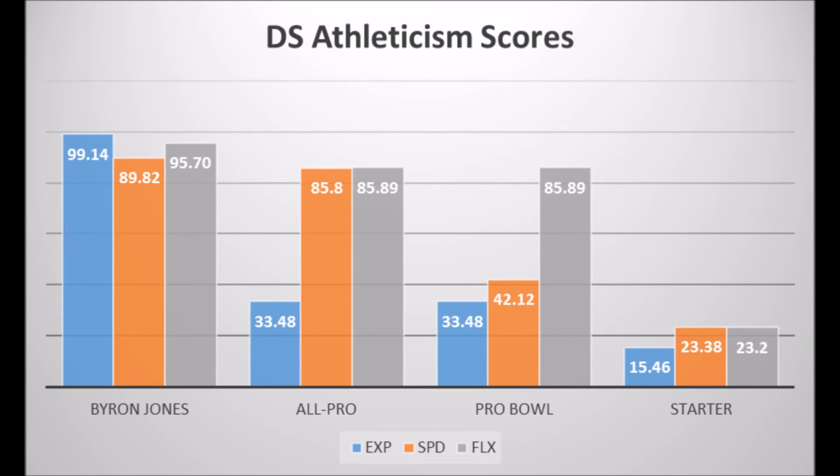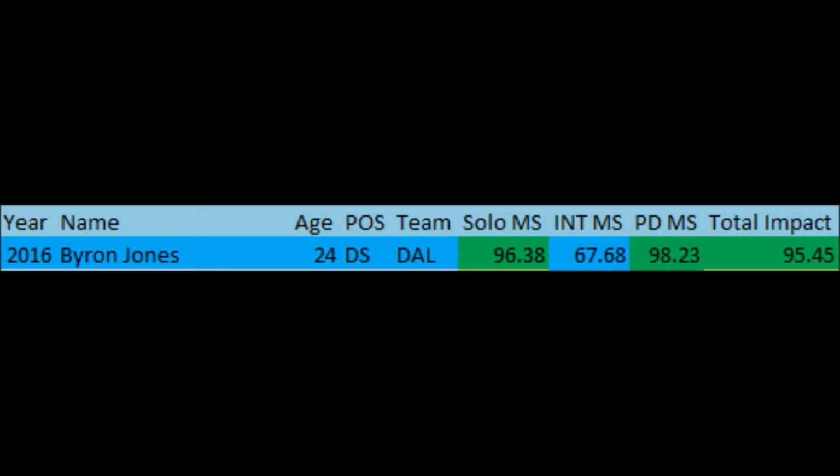And then when you get to his actual NFL season, 2016, which is the only season where I have a full amount of data on him, for the most part, he performed exceptionally well. Had a 96.38 total target market share score, 67.68 interception market share score, and a 98.23 pass deflection market share score, giving him a total impact score of 95.45 out of 100, which is amazing.